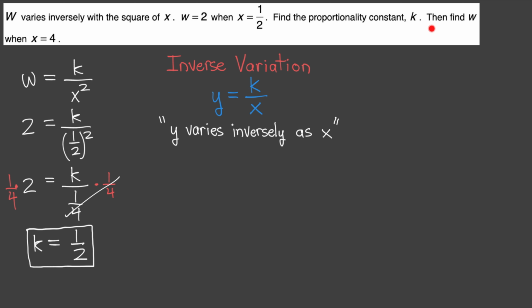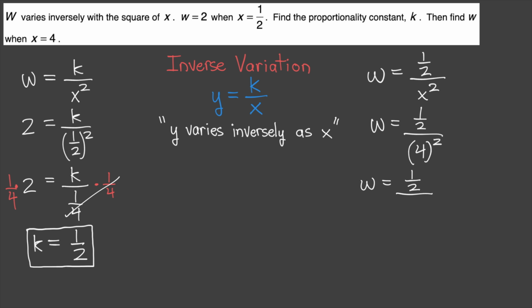Next, they ask, then find w when x equals 4. So we want to rewrite our equation here with k in place, so 1/2 in place of k. So our equation is going to become w equals 1/2, because that's k, over x squared. Then they say find w when x equals 4. So we have 1/2 over, and then we plug in 4 for x. All right, so now we just simplify. So we get w equals 1/2 over 4 times 4, or 4 squared, is 16. So we have 16 on the bottom.